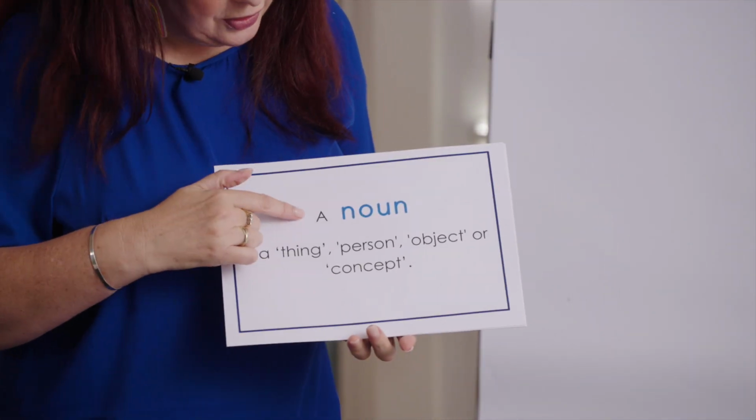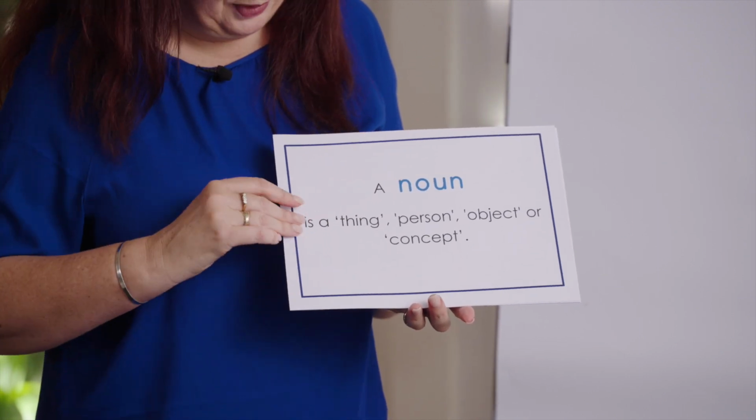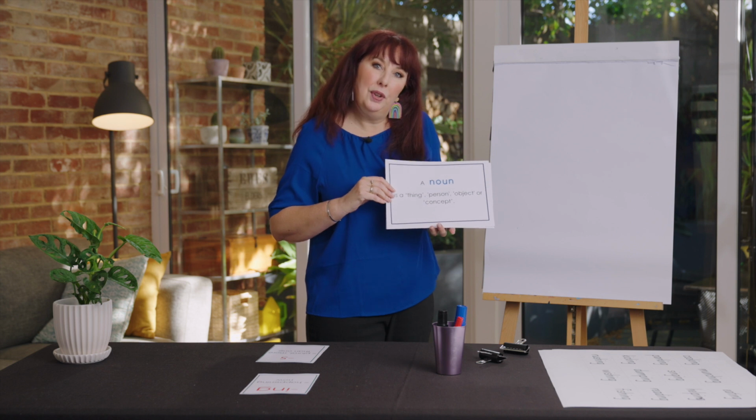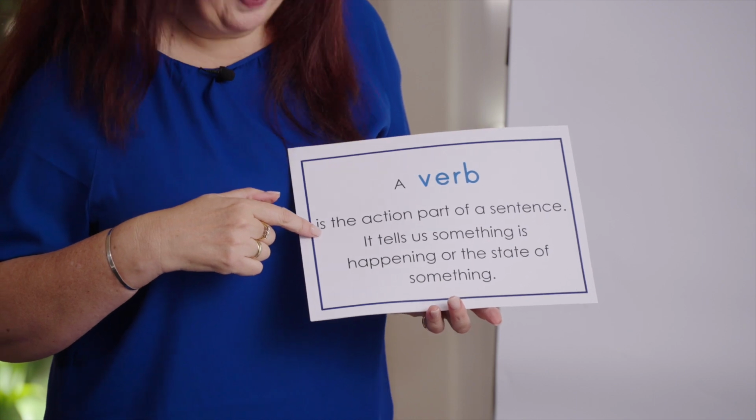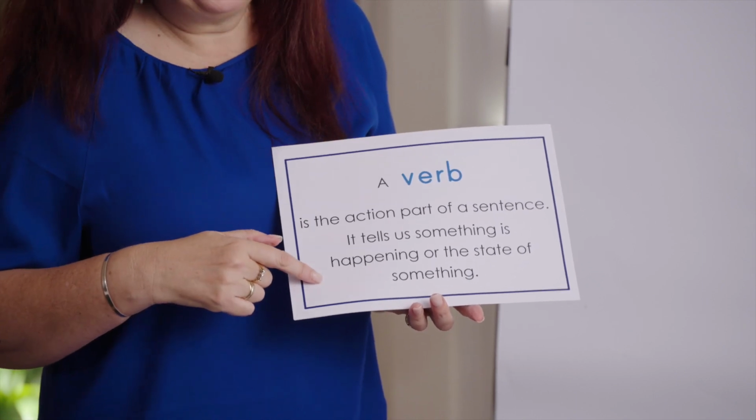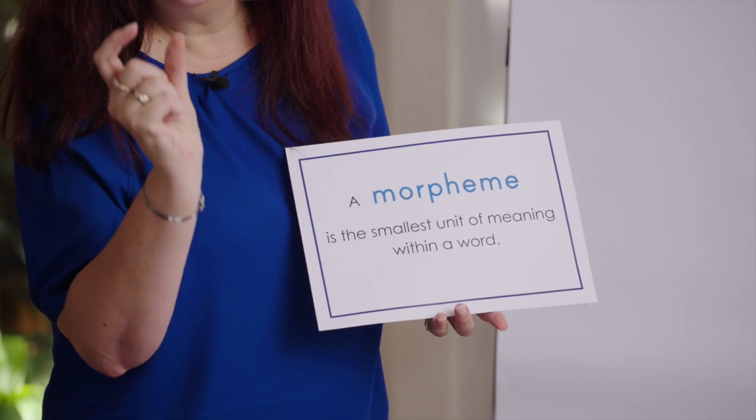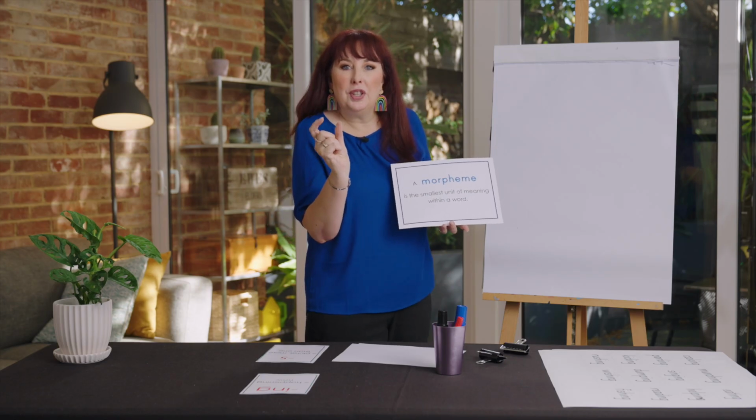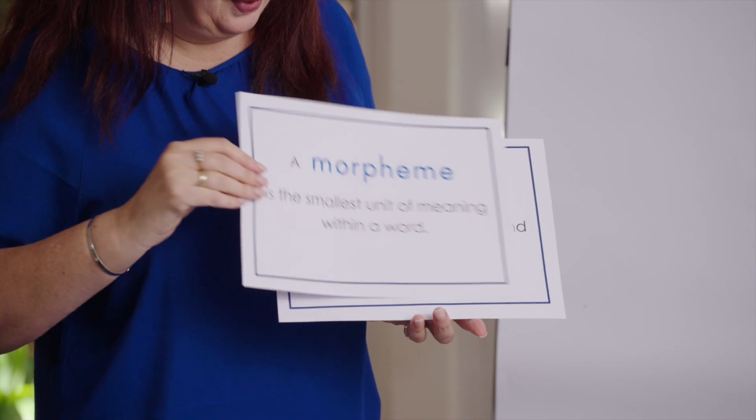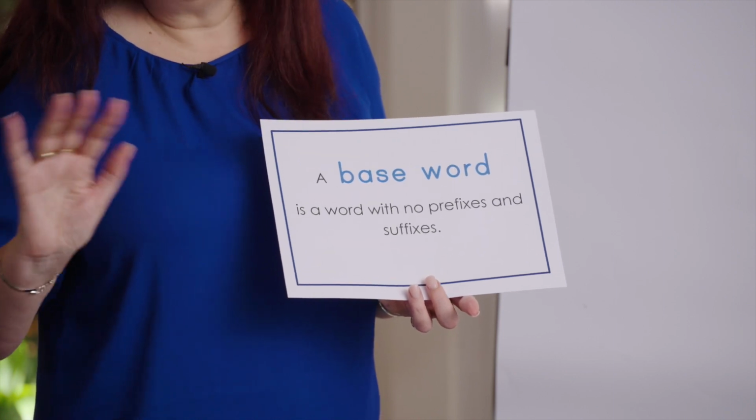Let's have a look at some definitions that we'll need for today's morphology lesson. So our first word is noun. A noun is a thing, person, object or concept. Remember, we can make them plural. 1 table, 2 tables. A verb is the action part of a sentence. It tells us something is happening or the state of something. A morpheme is the smallest unit of meaning in a word. I'd like you to say that one with me. Are you ready? A morpheme is the smallest unit of meaning in a word. Good job. And finally, base word. A base word is a word with no prefix and no suffix.